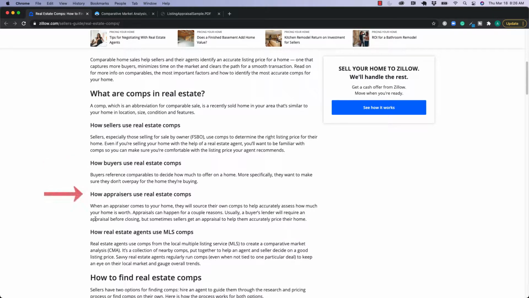Then appraisers use real estate comps because they're the ones actually lending the money, and they want to make sure that in case the borrower were to default, so the borrower can't pay their mortgage, they can then sell this property for an amount that lets them recoup their losses. Then real estate agents use comps as well in order to decide what the listing price should be, similar to how sellers are using it.